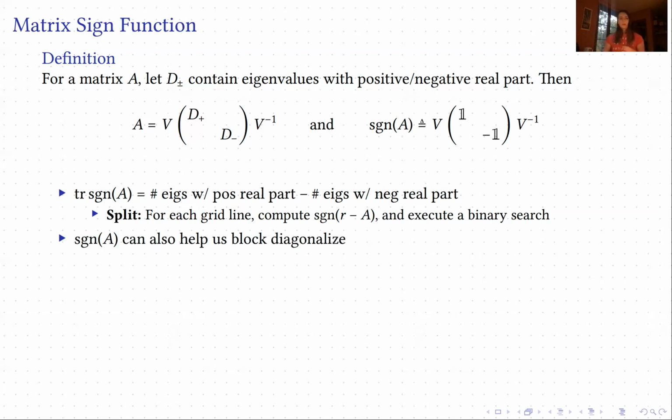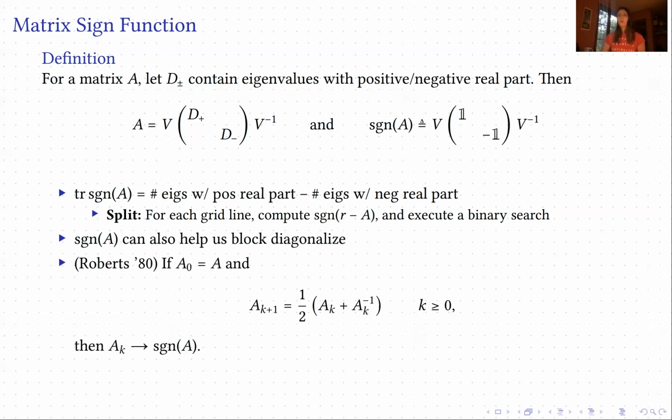So sign seems like a really good thing to be able to compute, but how do we compute it without knowing the eigenvectors and eigenvalues? After all, the definition I gave here is defined in terms of V and D, the things that we're running the entire algorithm to try and discover. Well, Roberts in the 1980s, and I think 1980 exactly, introduced a beautiful iterative method for computing the sign function. So here's how it goes. We're going to set A0 to A and repeatedly set A(k+1) to be half of A_k plus A_k inverse.